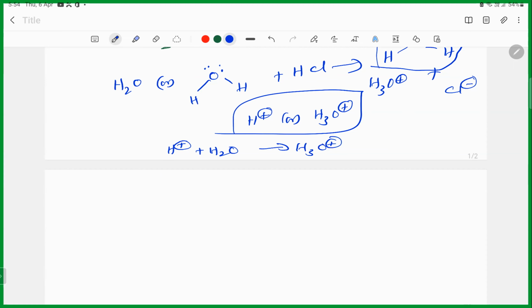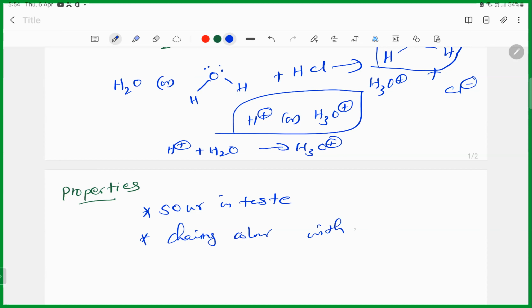Okay, now what are the properties of acid? Next class we can try this out. I have the pH paper. So how it changes from acid to base in pH paper, I will show in the coming Monday class. So first, they are sour in taste. Sour taste mostly means it will be acid. Then changing color with indicator.